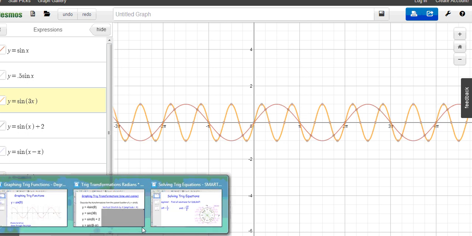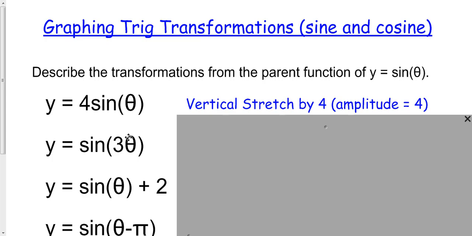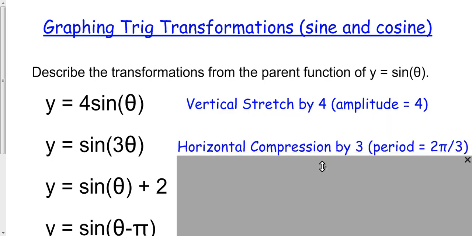So let's look at our notes again. The 3 on the inside is called a horizontal compression. It compresses the graph horizontally. And the period is now, instead of 2 pi, our normal period, 2 pi over 3. So you take 2 pi divided by the multiplier here, and that gives you the period. If you like thinking in terms of degrees, the normal period is 360. Now we take 360 divided by 3 and it'd be 120 degrees.